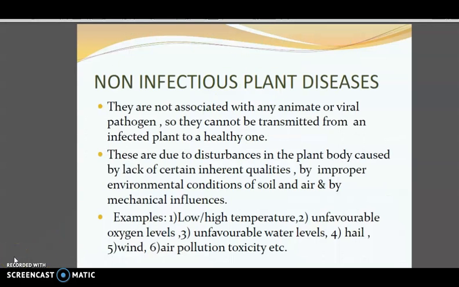In that, the first one is non-infectious plant diseases. They are not associated with any animate or viral pathogen, so they cannot be transmitted from an infected plant to a healthy one. They are due to disturbances in the plant body caused by lack of certain inherent qualities, by improper environmental conditions of soil and air, and by mechanical influences.